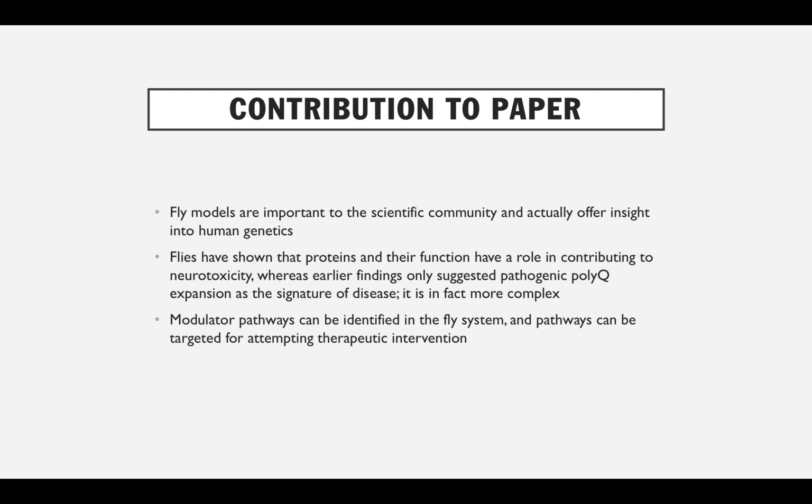Flies have shown that proteins and their function have a role in contributing to neurotoxicity, and earlier findings had only suggested that pathogenic polyglutamine tendencies were due to the protein. But now we're seeing from these models that it's in fact more complex and that there are proteins involved and chaperones and enzymes and all that.